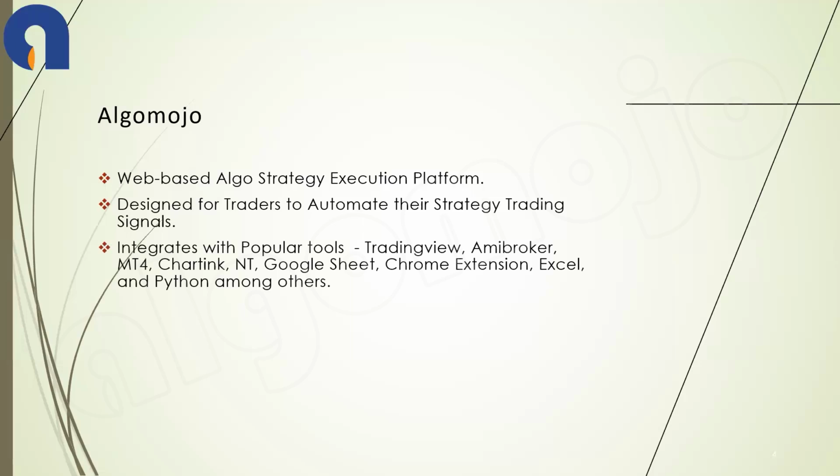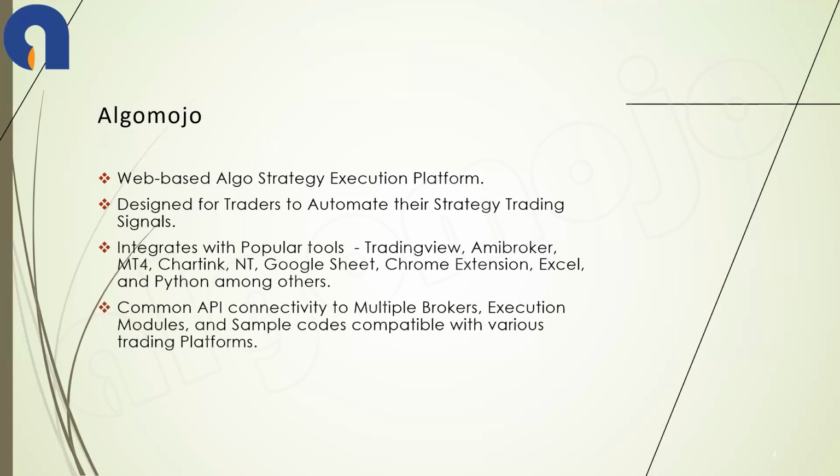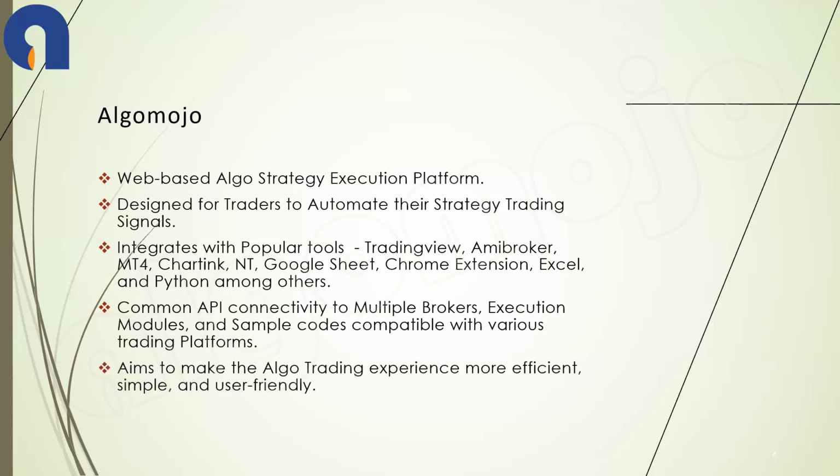The popular tools with which we have done the integration include TradingView, Amibroker, MT4, Charting, NinjaTrader. Of course, you could use Google Sheets, Chrome extensions or Excel. And if you're a programmer and you are using Python, we have an extensive Python library that you could use for generating the code for placement of orders automatically. We provide common API connectivity for multiple brokers. We provide execution modules. We share the sample codes that are compatible to be used in TradingView or Amibroker. Our aim is to make the algo trading experience very simple, efficient, and user-friendly.